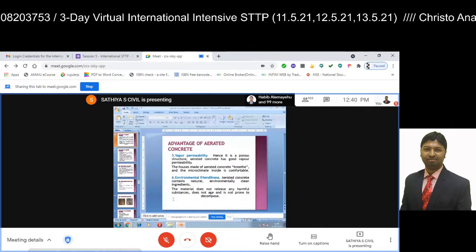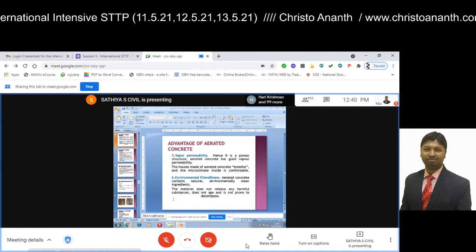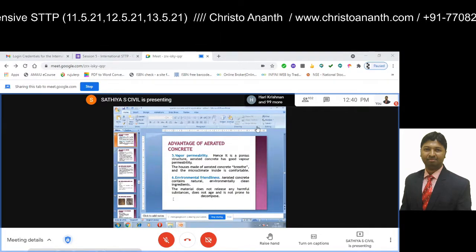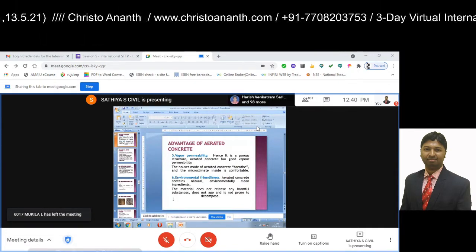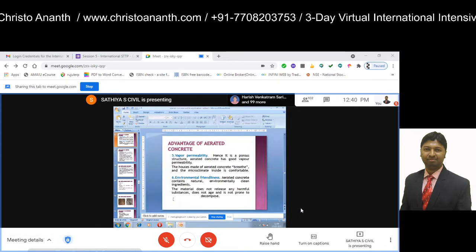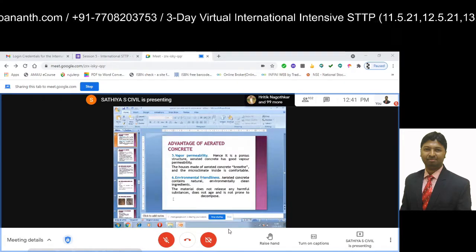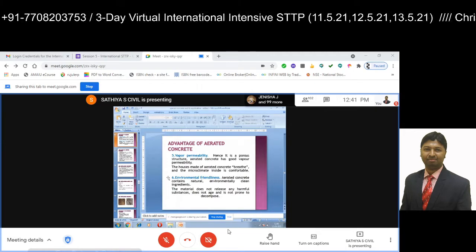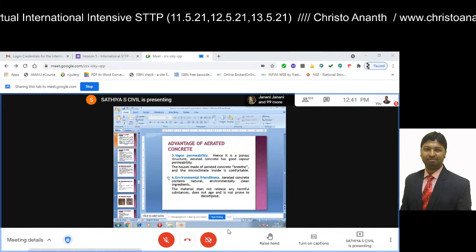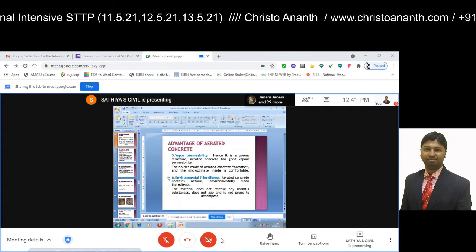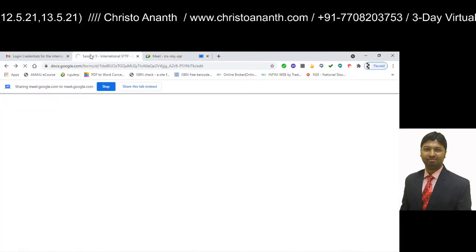Then vapor permeability. It is a porous structure, so aerated concrete has good vapor permeability. That means it is permeable, it is porous in nature. It will allow water or anything else to penetrate into it. Then a house made of aerated concrete breathes, and the microclimate inside is comfortable. Then environmental friendliness. Aerated concrete contains natural, environmentally clean ingredients. The material does not release any harmful substances, does not age, and is not prone to decompose.